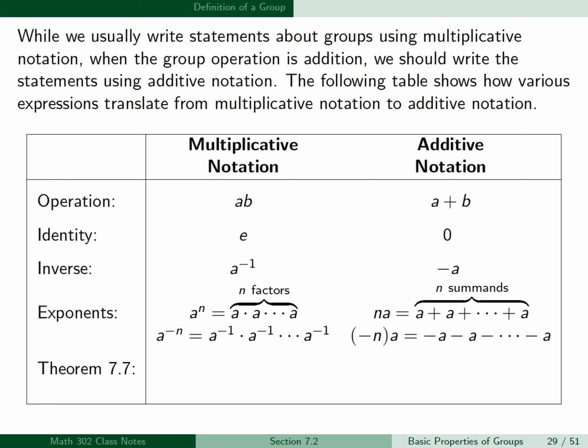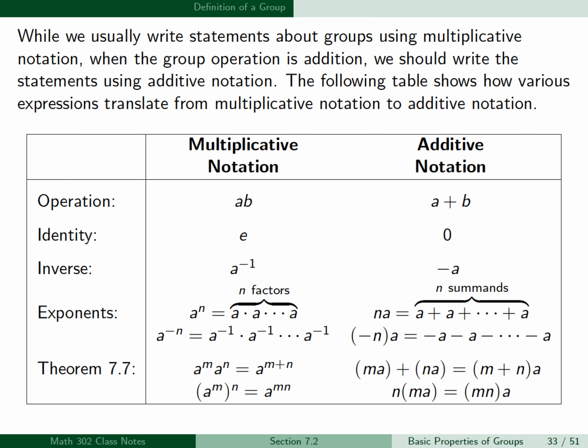And then we can also translate Theorem 7.7 to additive notation. So the first part of the theorem says that a^m times a^n is a^(m+n). In the additive notation, this is going to be ma, the multiple of a, plus na is equal to (m+n)a. And the second part of the theorem is (a^m)^n is a^(mn). And in additive notation, this translates to n times ma is equal to mn times a.